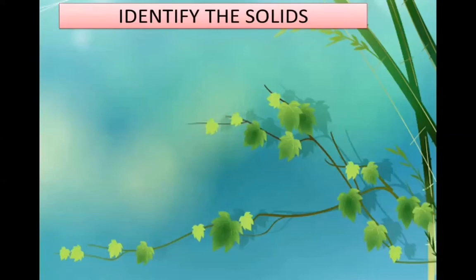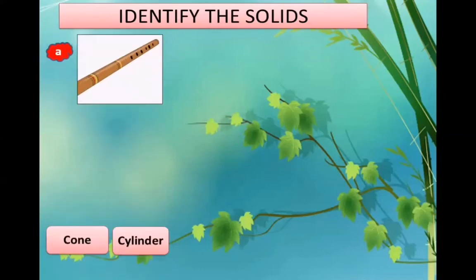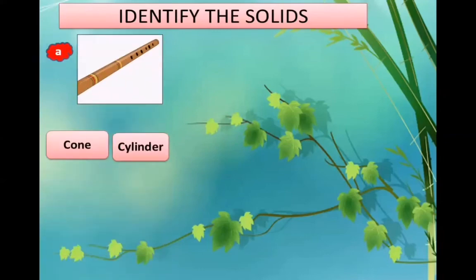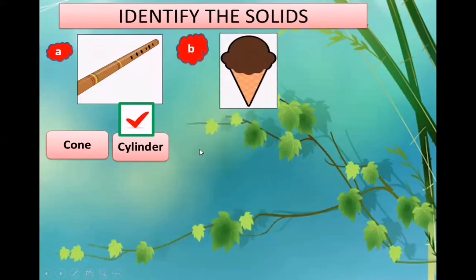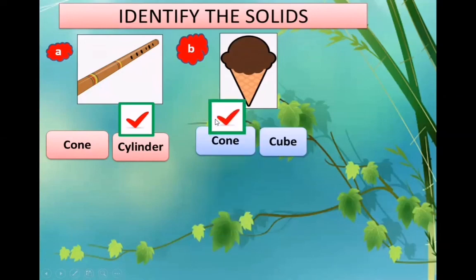Identify the solids. Now observe the object carefully and tell me whether it's a cone or a cylinder. Yes, it's a cylindrical object. Next, is it a cone or a cube? Yes, it's a cone.